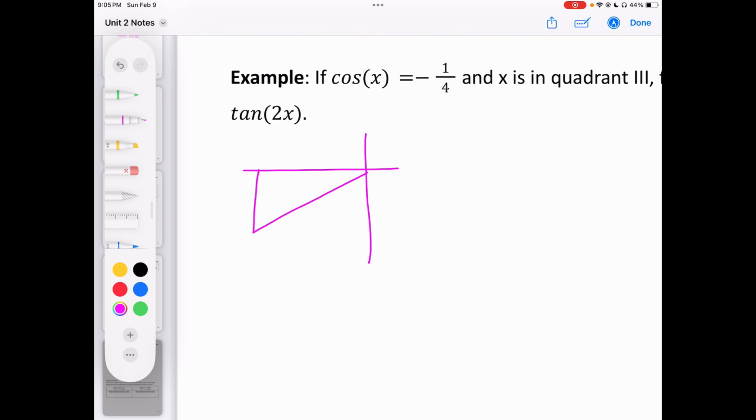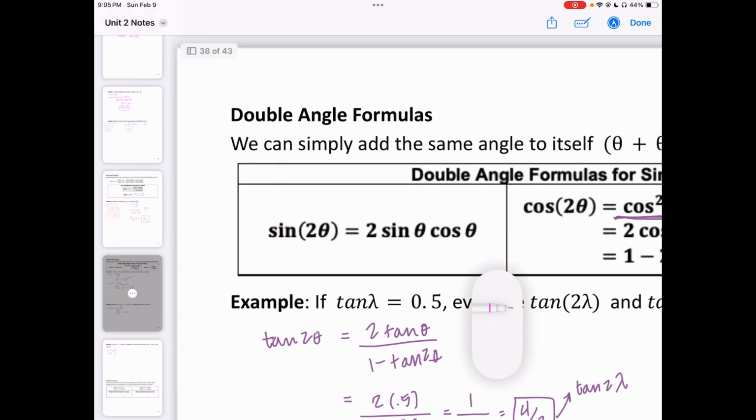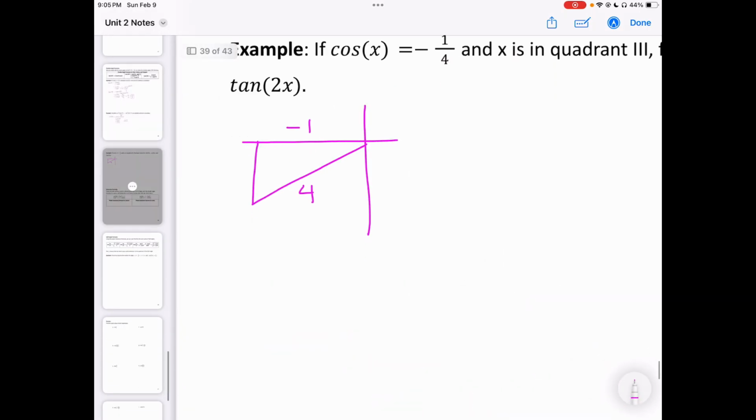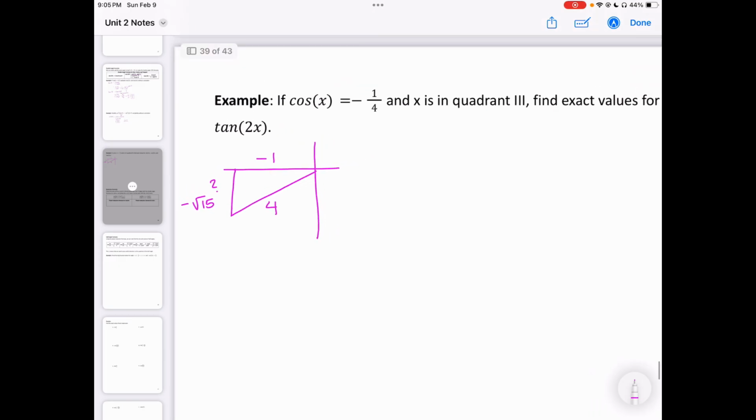Okay, I have a cosine, so that's a -1 over 4. I need to find my y value. Okay, so I need to find this. It's going to be negative root 15, right? This is going to be the Pythagorean theorem. We know how to use that. And now I have everything I need in order to find sine of 2 theta and cosine of 2 theta.